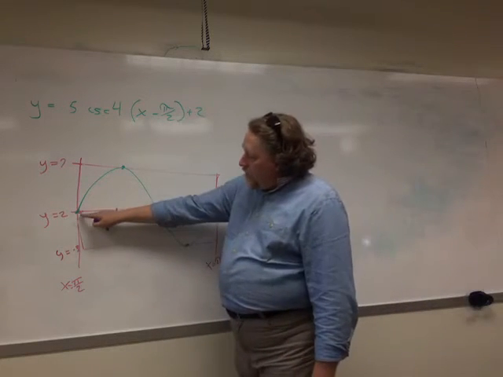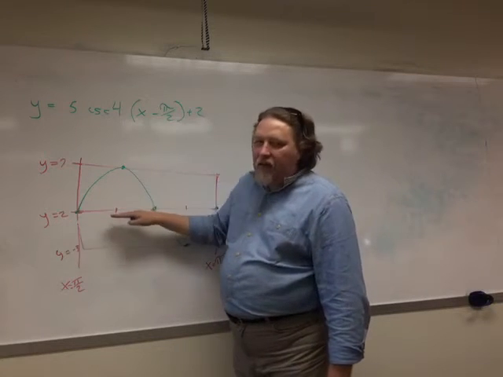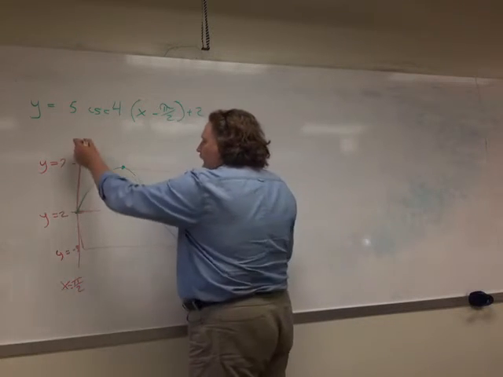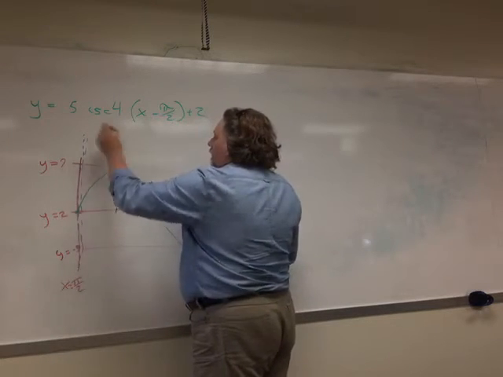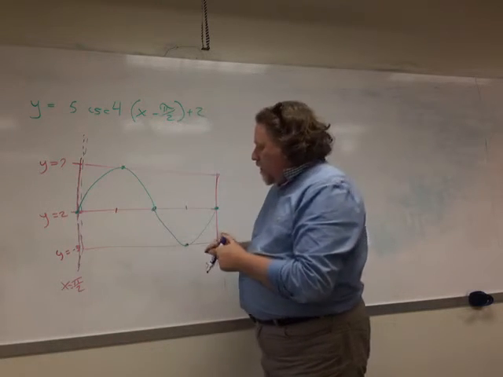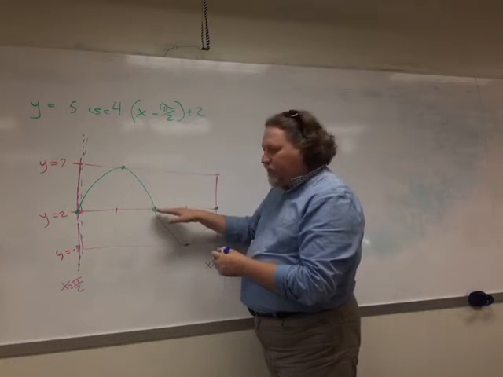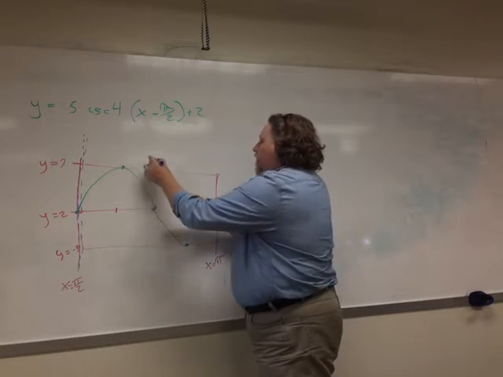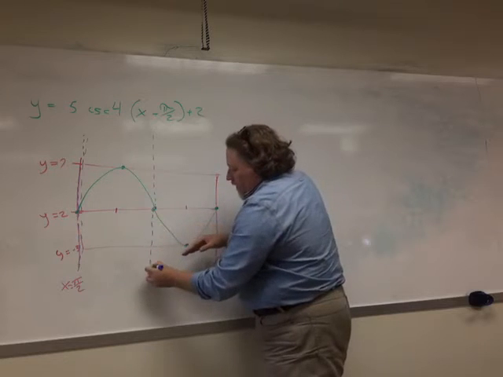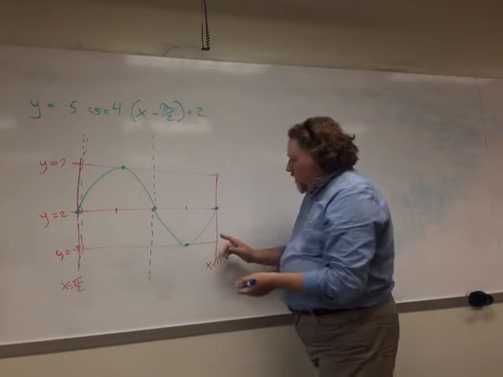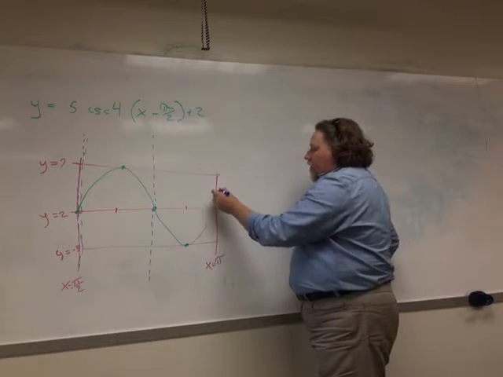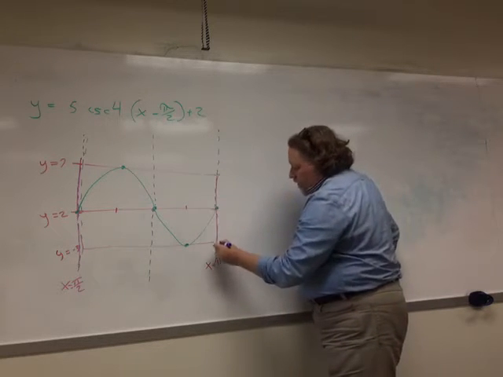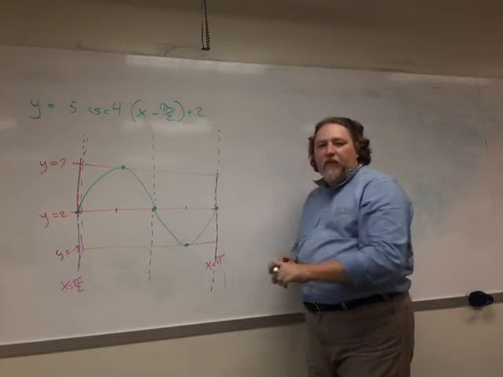Right here, sine is touching my horizontal center line, so that is where we're going to have an asymptote. Right here, sine is touching the center line, so that's where we're going to have an asymptote. And right here, sine is touching the center line at x equals pi, so that's where we're going to have an asymptote.